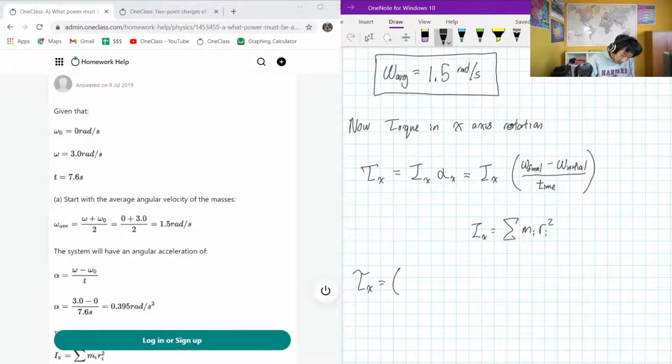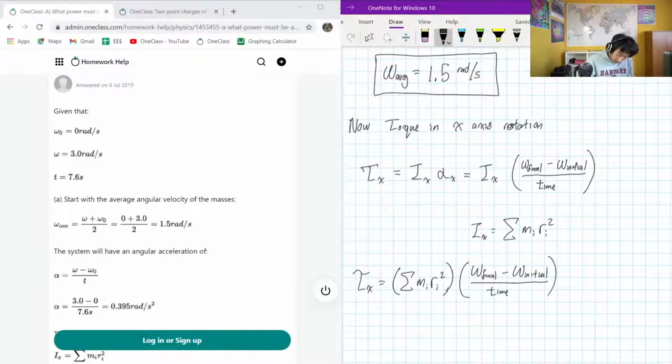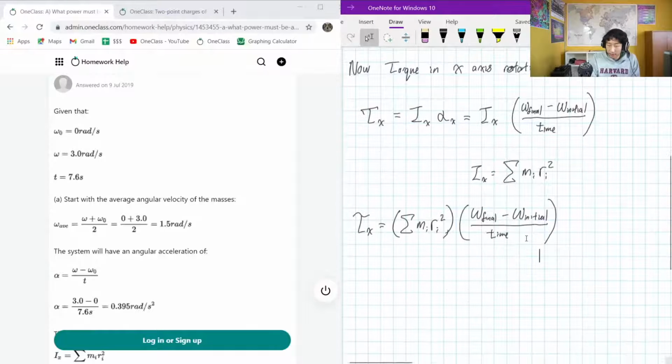Torque is equal to the mass times the perpendicular distance away, squared, multiplied by the final minus initial angular velocity over time. And we know that, yeah, we just need to find this and we'll be good.